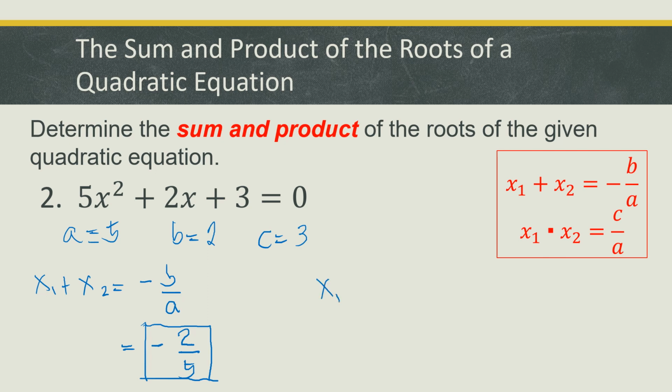The product of the roots, x sub 1 times x sub 2, is equal to c over a. Your c value is 3, your a value is 5. So, that is already our product of the roots. As simple as that.